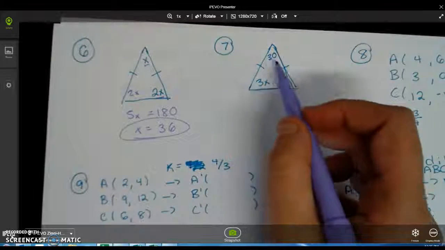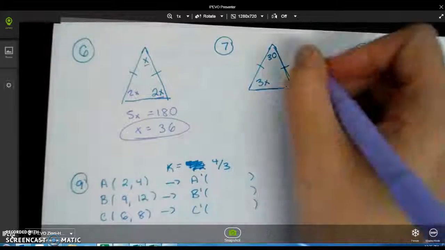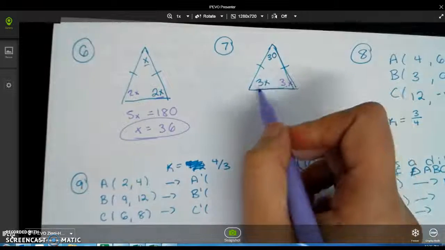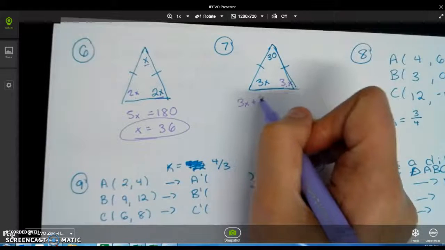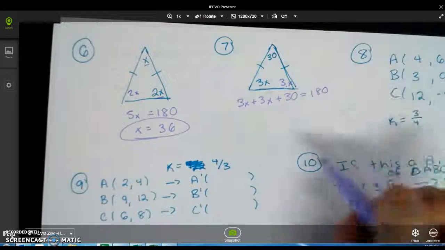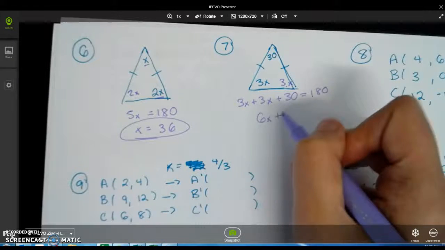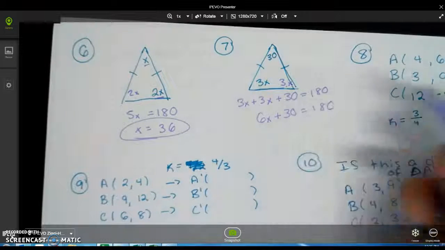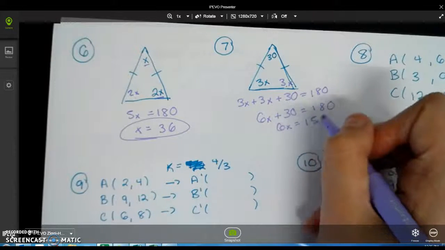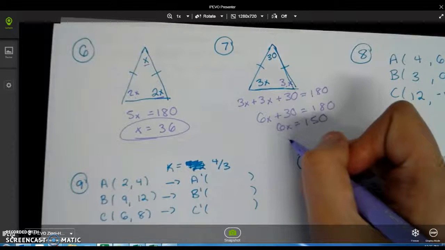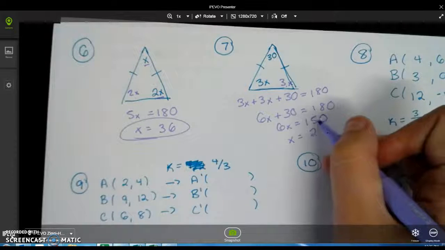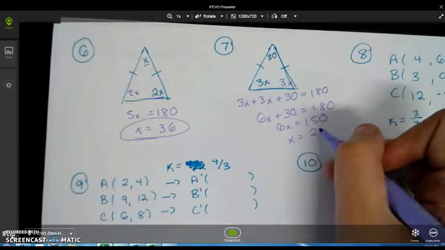On number 7, this one and this one are the same, right? I've got isosceles triangles again. So I can do the same thing. 3x plus 3x plus 30 equals 180. 6x plus 30 equals 180. Subtract 30 from both sides. 6x equals 150. X is equal to 25.